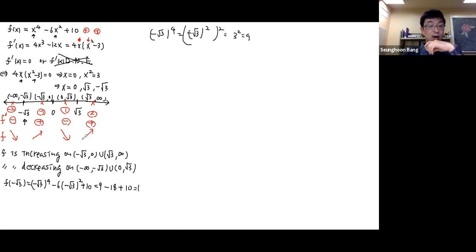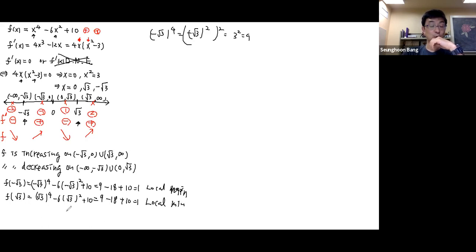We have 1, right? So we have one more local minimum here, decreasing and then increasing, at root 3. So we have f of root 3: root 3 to the power 4 minus 6 times root 3 squared plus 10. We have the same answer, 9 minus 18 plus 10 equals 1. So what does it mean? This is a local minimum, and this is also a local minimum.